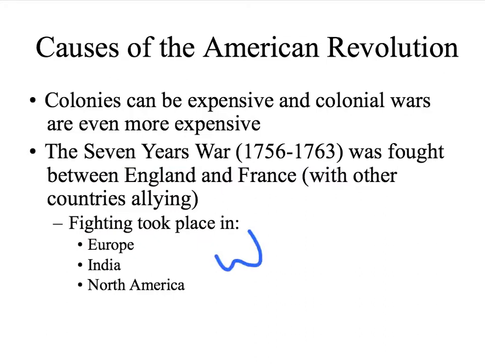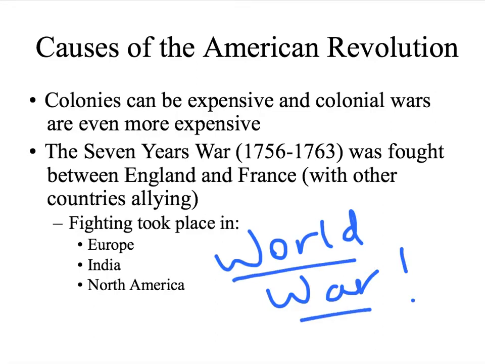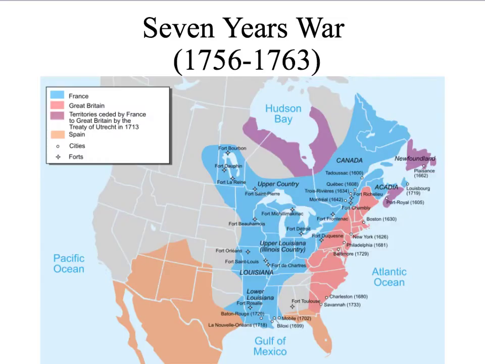As I said, the fighting will take place in Europe, in India, where both England and France are fighting for more ports and more money and more trade, and then also in North America. In the United States, most people call the 7 Years' War the French and Indian War because that's who the English were fighting, the French and the Indians.